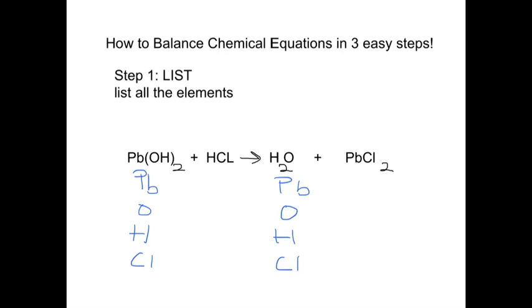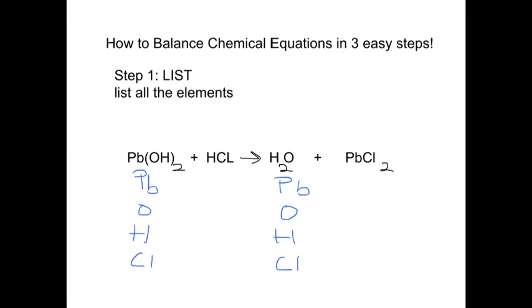How to balance chemical equations in 3 easy steps. If you follow these steps, I'm sure you'll find it really easy and a lot of fun to balance chemical equations. Let's take step number 1. In this step, you need to list all of the elements that appear in the chemical equation for both the reactant and the product side.